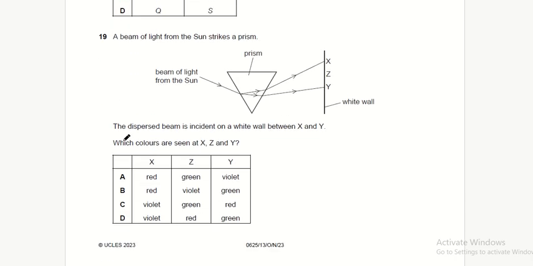Inverted bridge, if it is upright, we will have the red at the bottom and violet at the top, but as it is inverted, we will have violet at top and red at bottom. Okay.